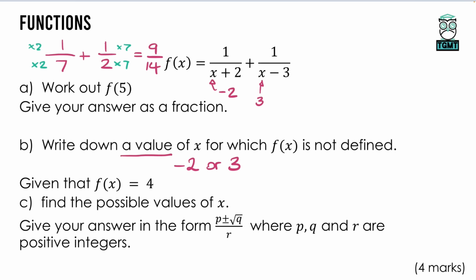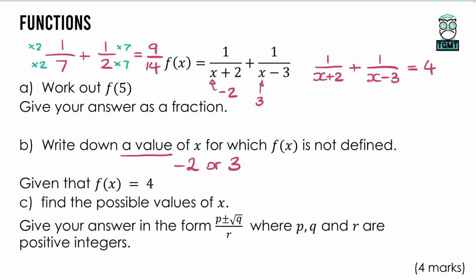For the next part here, it says given that f of x is equal to 4, find the possible values of x and give your answer in the form p plus and minus root q over r, where p, q and r are positive integers. Now, it says that f of x is equal to 4, or in other words, this whole function, 1 over x plus 2, add 1 over x minus 3 is equal to 4. So what we actually have is an algebraic fraction equation that we need to solve.